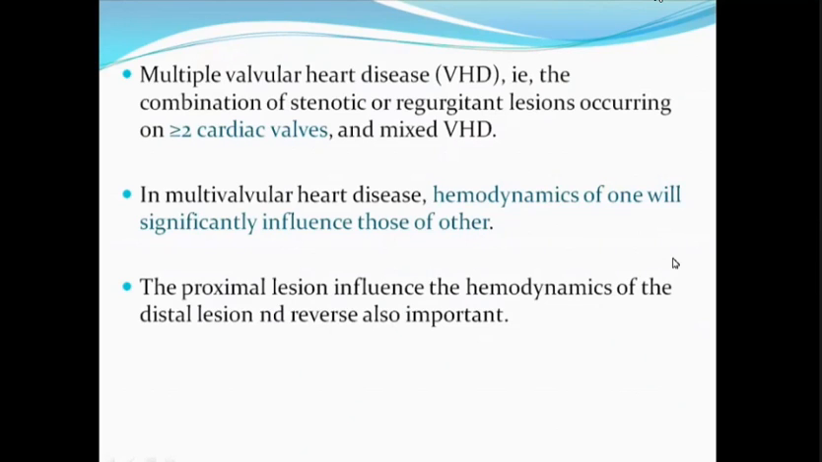In multivalvular heart disease, the hemodynamics of one valve will significantly influence those of the others. The proximal lesion influences the hemodynamics of the distal lesion, and the reverse is also important. Clinically it is a little bit tricky and difficult to explain which valve involvement is predominant, especially for a post-graduation student and especially for the practical examination. This is very useful and important, where we have to decide which valve disease is prominent or predominantly present over the others.